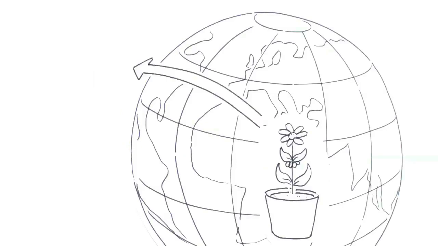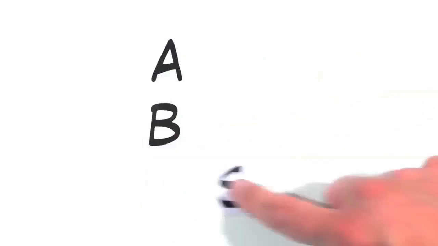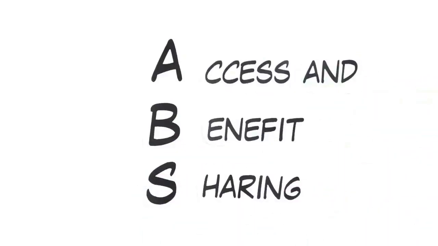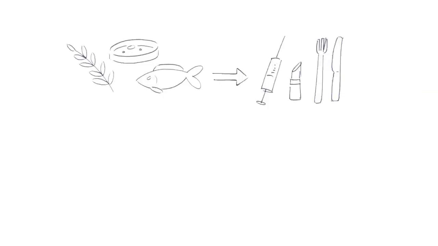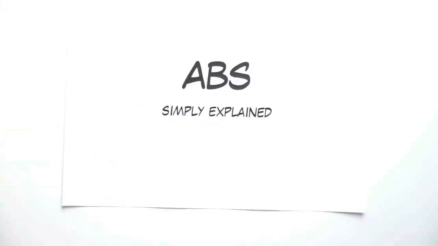Sharing and using the world's genetic resources is important for the progress of humankind. This is why we need internationally agreed terms for ABS, access and benefit sharing, with regard to genetic resources. How to access genetic resources and share the benefits between those who use them and those who provide them in a fair and equitable way is illustrated in ABS Simply Explained.